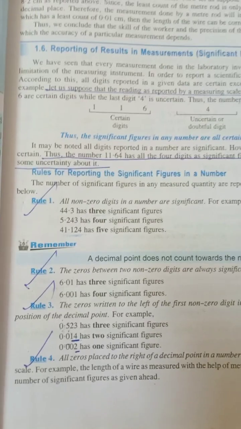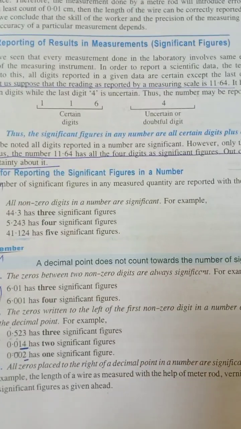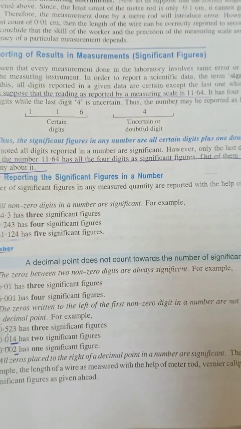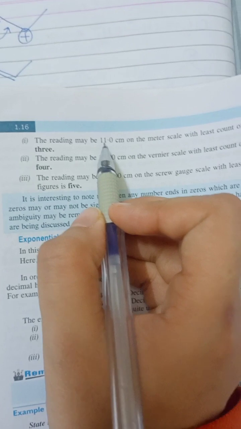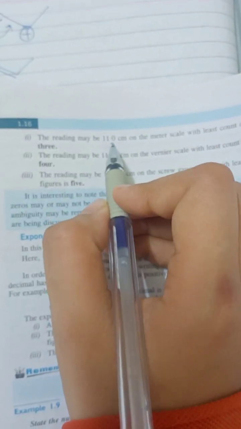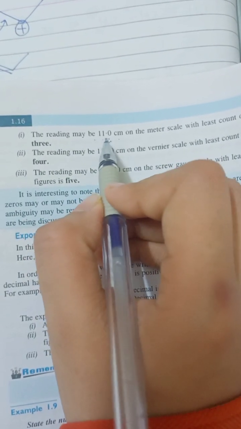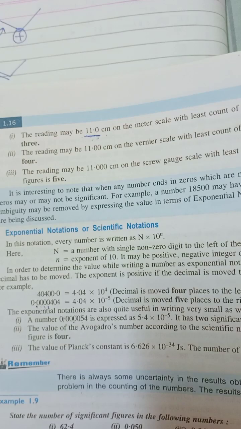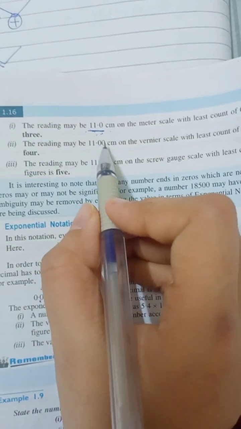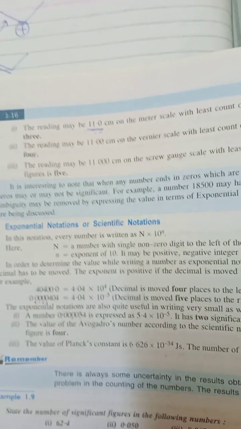Now rule number 4: all zeros placed to the right of a decimal point in a number are significant. For example, we'll discuss it with a new number, 11.0. After this decimal point there comes a zero, so it will be counted. 11.0 means how many significant figures? Three significant figures. 11.00, how many significant figures? We have four significant figures.